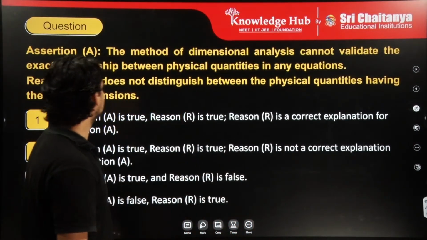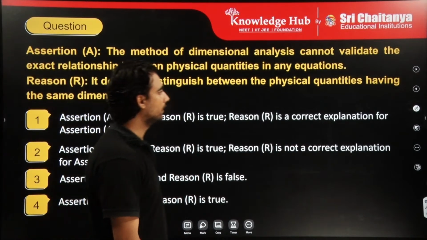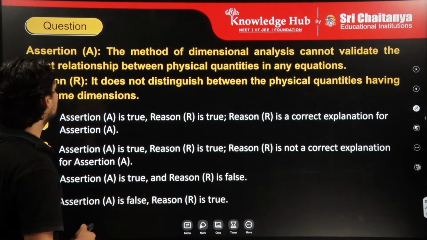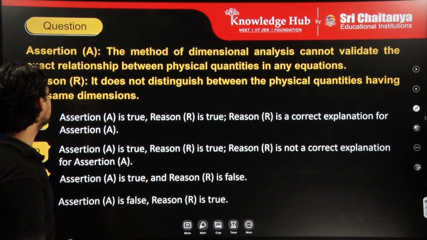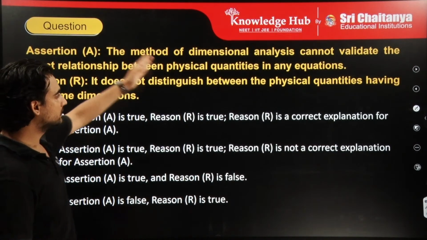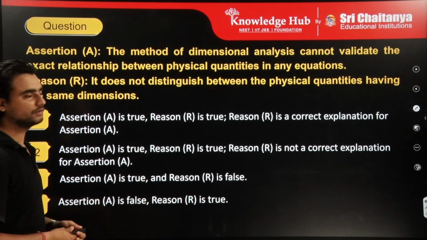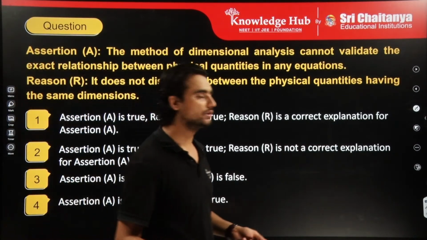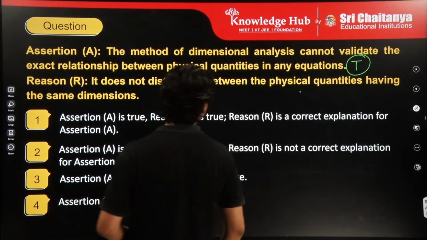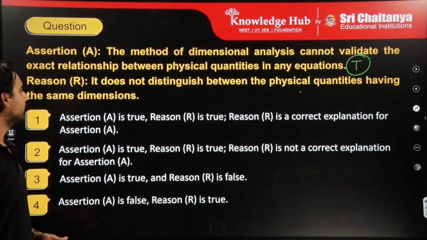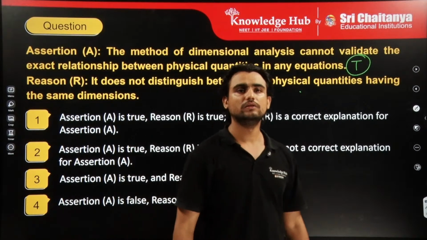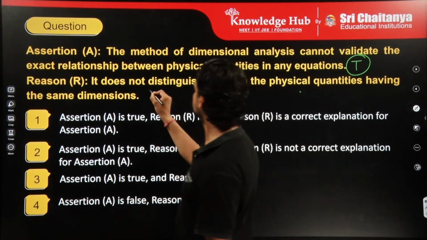So let's solve this question. The method of dimensional analysis cannot validate the exact relationship between physical quantities in any equation. It does not distinguish between physical quantities having the same dimensions. So what should be the answer? Yes, the method of dimensional analysis cannot validate the exact relationship. This is true. Second, it does not distinguish between physical quantities having the same dimensions. Yes, if I have two quantities of the same dimension, I cannot distinguish between them. So this is also true.